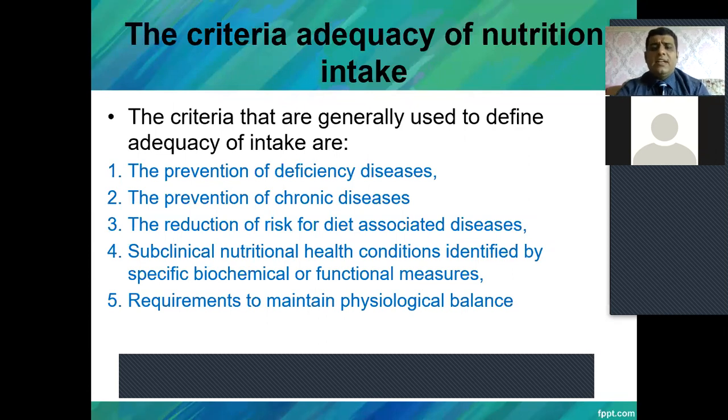Then the criteria of adequacy of nutrition intake. The first of all is prevention of disease deficiency. We need to prevent deficiency. Then prevention of chronic diseases.